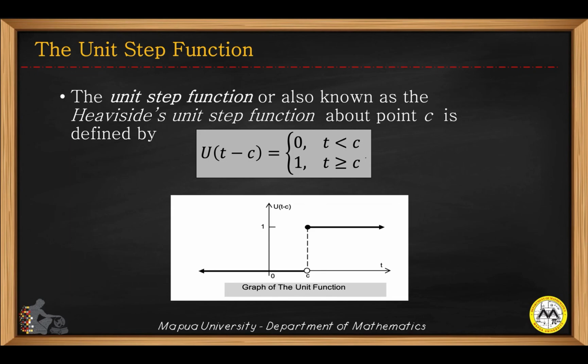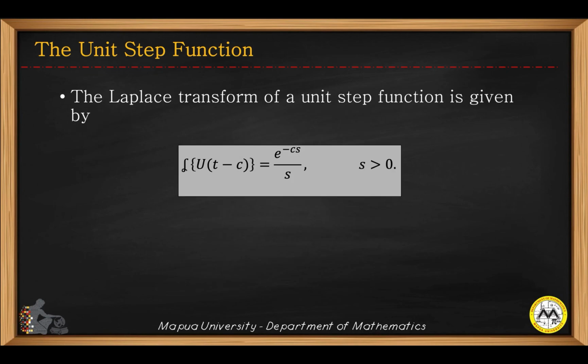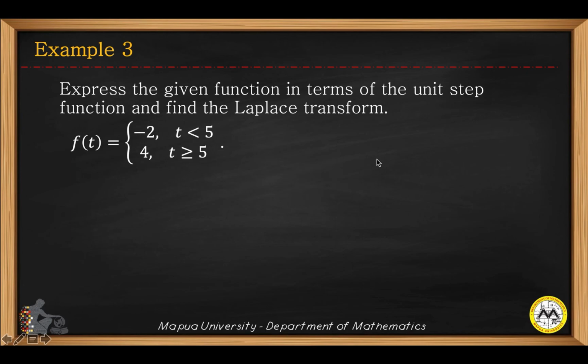The unit step function is also known as the Heaviside unit step function. Now, if you apply the integral definition, you can verify that the transform of this will be e to the negative cs over s, for s greater than 0.